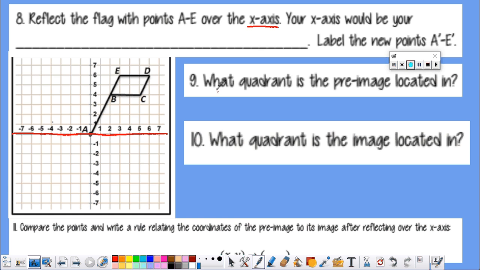Awesome. All right, so if we're going to now fold along this line, what does that make our x-axis? Well, it's still the line of symmetry, just like last time. Okay, whatever you're folding along is your line of symmetry.